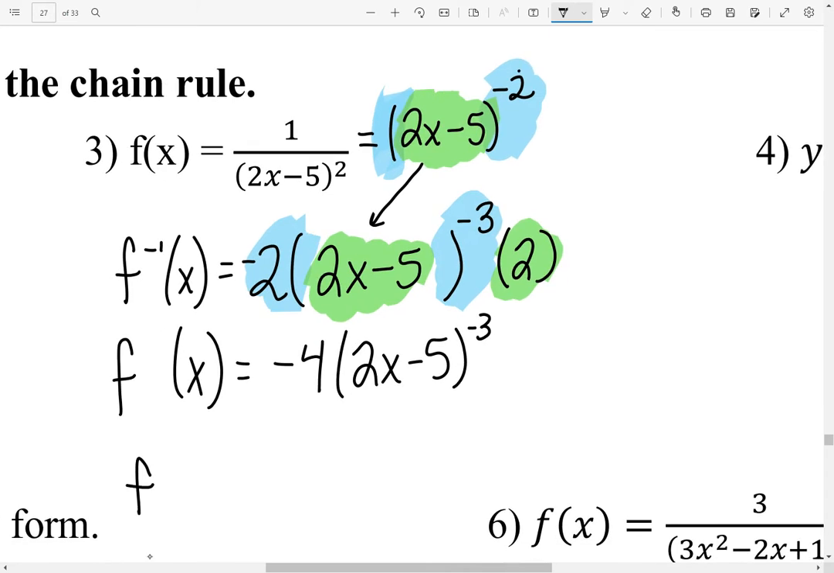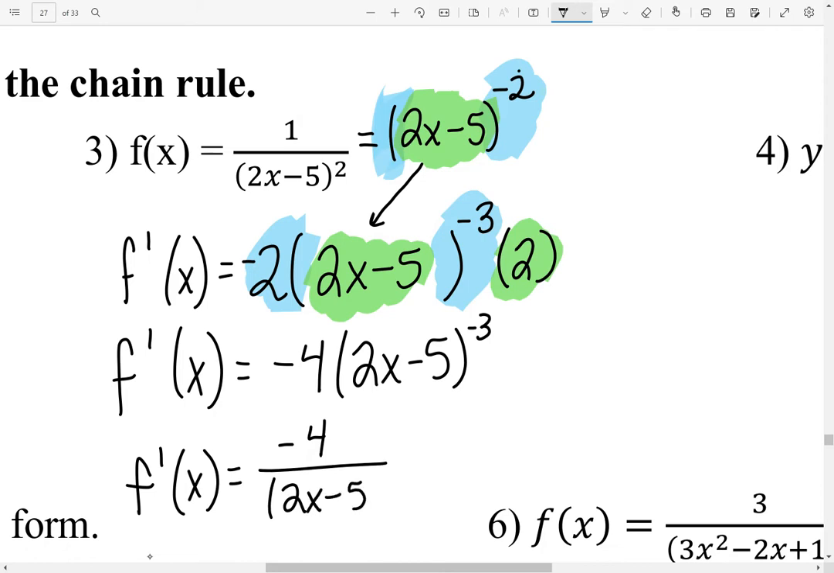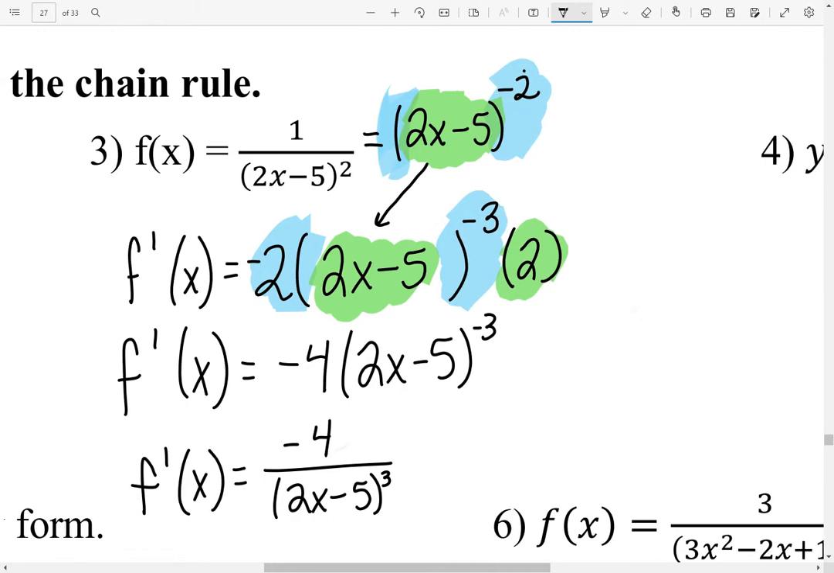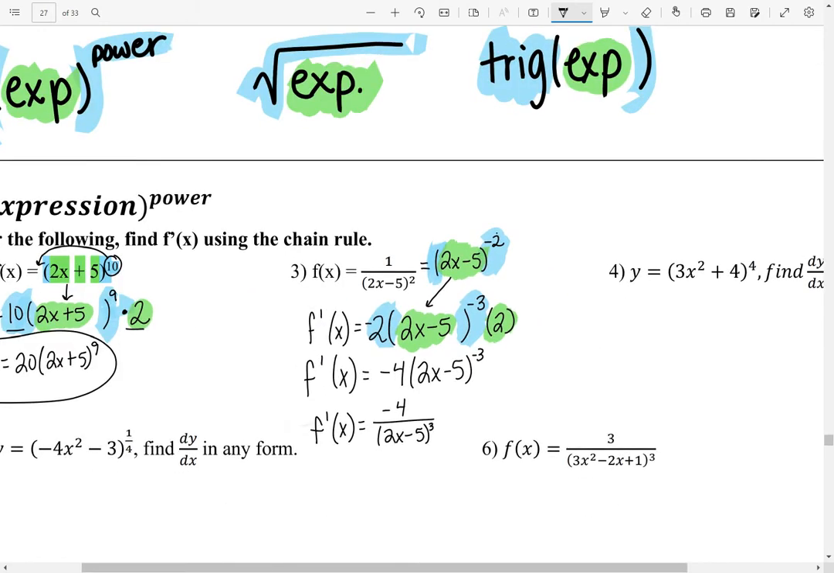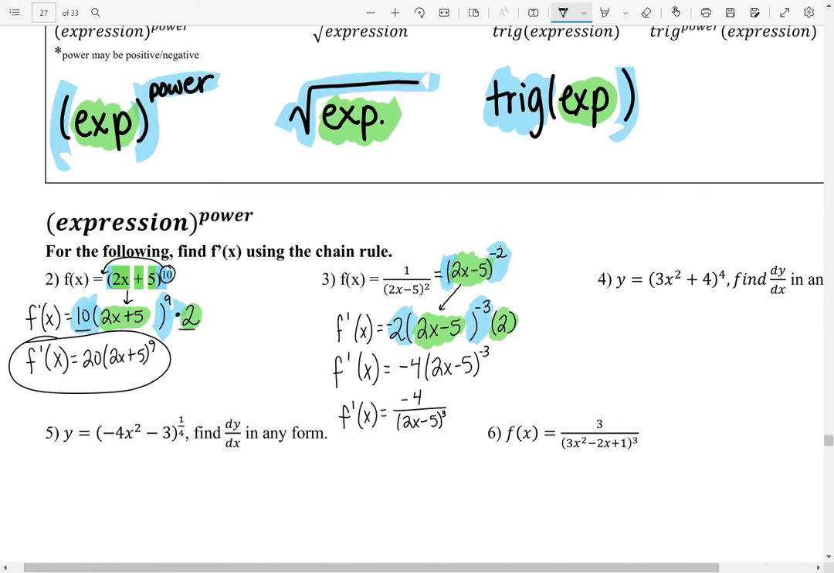Oh, I'm writing f to the negative 1. These are all f primes. F prime of x, f prime, f prime. Let's see, negative 4 over 2x minus 5 to the positive third power. I write it with a positive exponent. Just checking to make sure I didn't use the wrong notation.